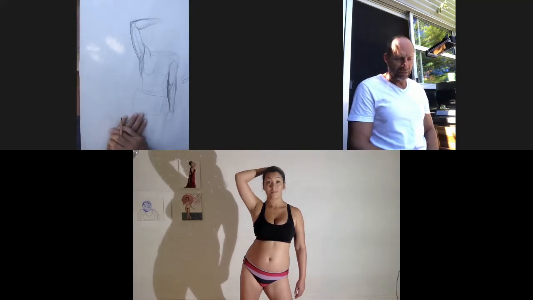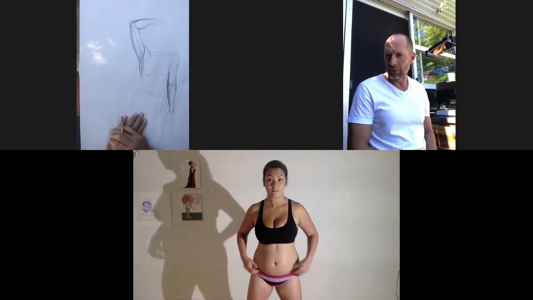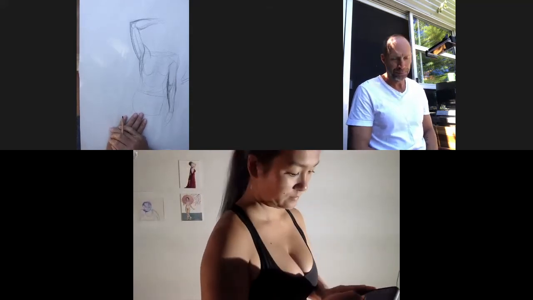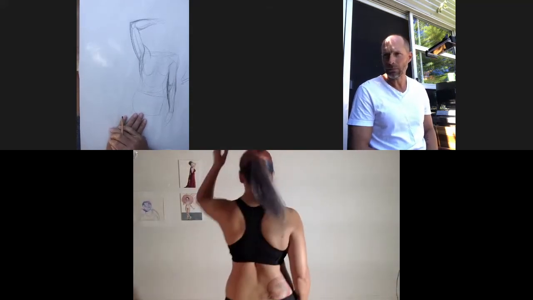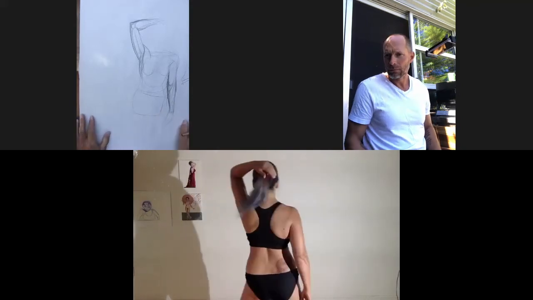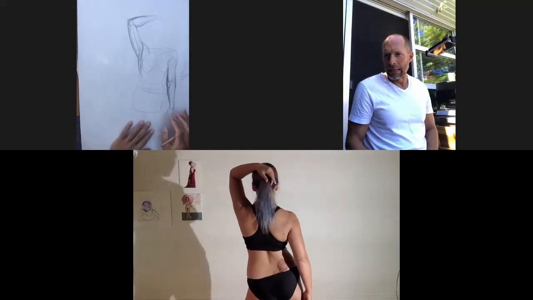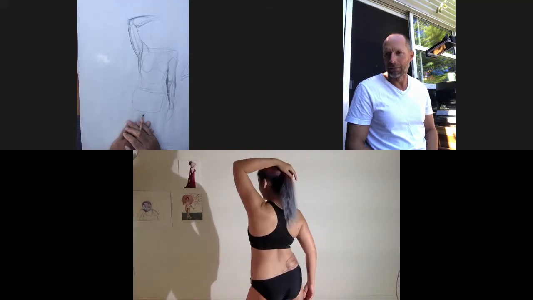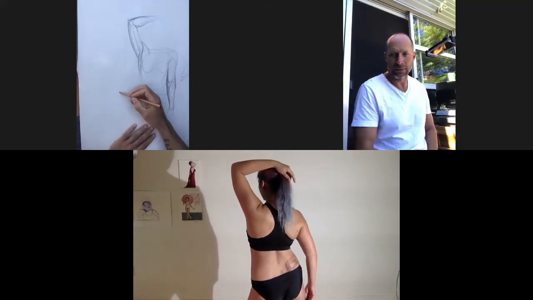Emily, can we do the exact same pose, but maybe switch arms for the sake of your arms from the back? Yeah, that'd be great. Actually, oh yeah, that's better. Perfect. That's just a little bit more in the light. Perfect.